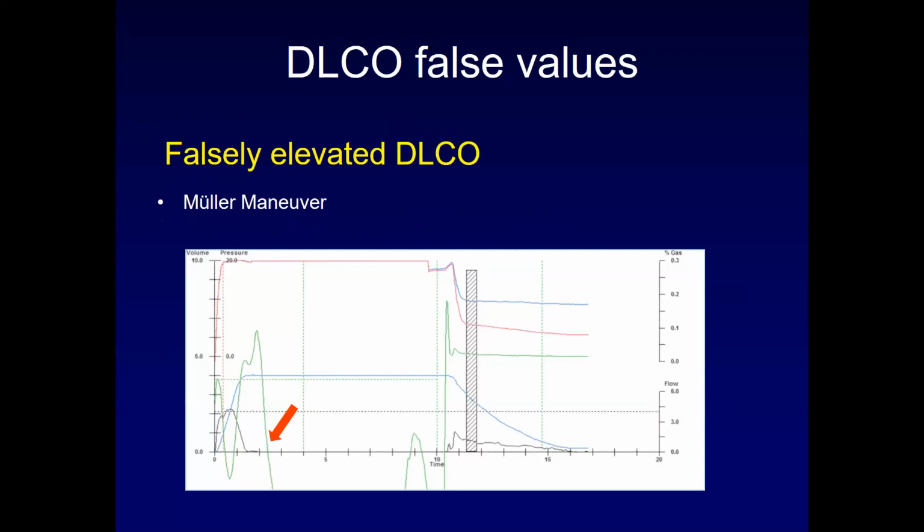So what leads to a falsely elevated DLCO? Well, this is something called a Mueller maneuver. So this is just the opposite of a Valsalva. If somebody sucks in on that valve, you can see that the pressure line here drops below the 0 line and then comes back up here. This Mueller maneuver will actually help draw blood into the chest, ultimately into the lung, and then lead to an increased, falsely so, diffusion capacity.